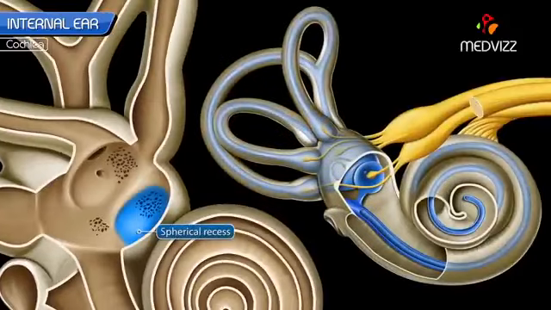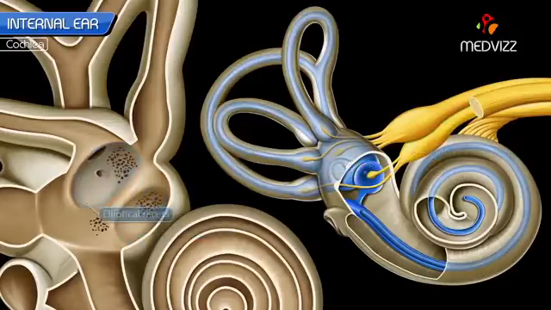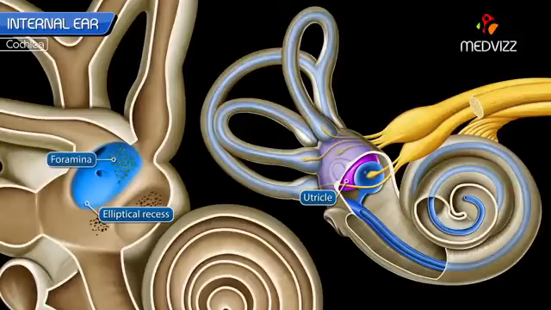The spherical recess lodges the saccule and is perforated by foramina for the passage of the lower division of the vestibular nerve. The elliptical recess lodges the utricle and is perforated by foramina for the passage of the upper division of the vestibular nerve.